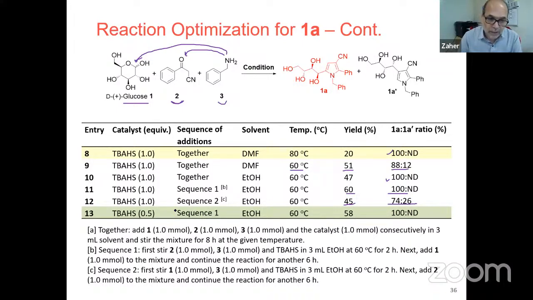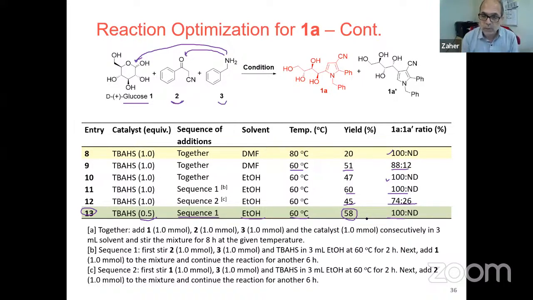After optimizing the reaction for the number of moles of the catalyst, we found that number 13 is the optimum reaction condition. So the reaction is done based on sequence 1 using ethanol as solvent at 60 degrees. Our yield is 58% and 100% selectivity.